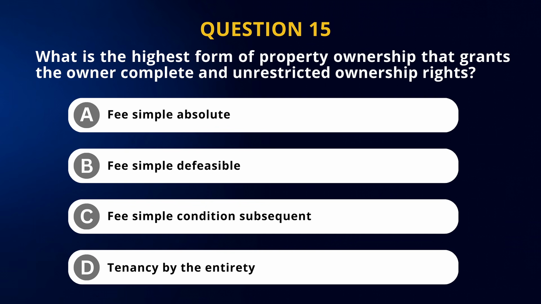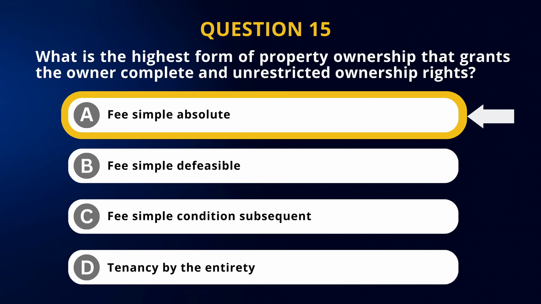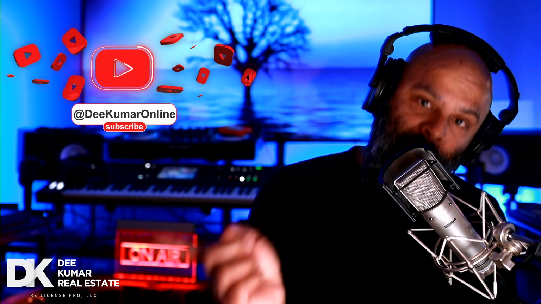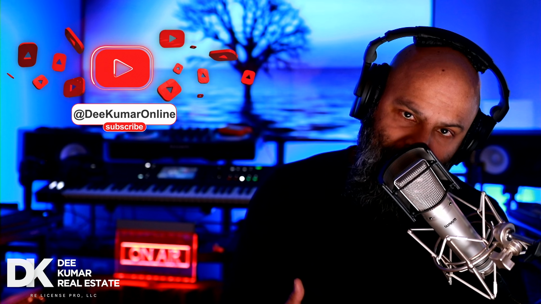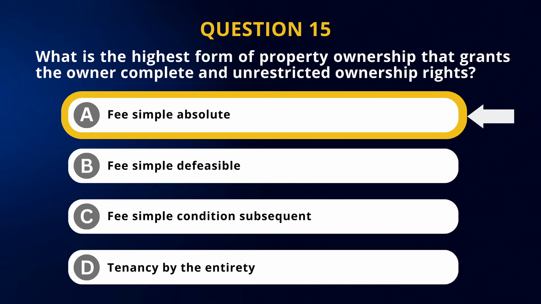And the answer is letter A, fee simple absolute. So we want to know some of these forms of ownership: fee simple absolute, fee simple indefeasible, fee simple defeasible, fee simple on a condition subsequent, and fee simple determinable. And once you understand those, you'll be able to parse through which is what. The highest form of ownership in freehold estate is the fee simple absolute. It gives the owner complete and unrestricted ownership rights, subject to the government powers, of course.